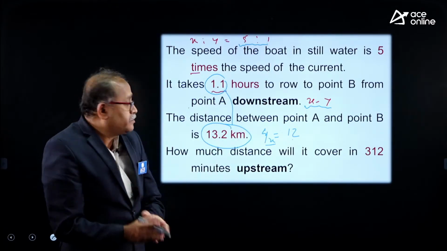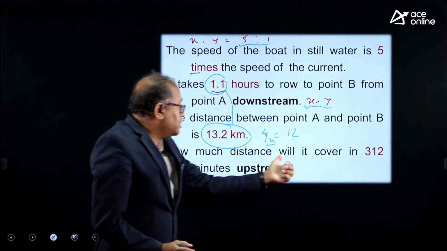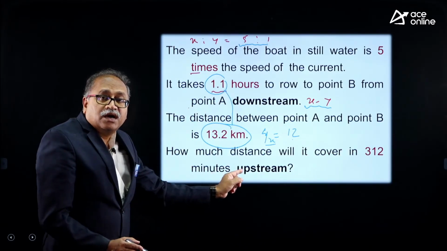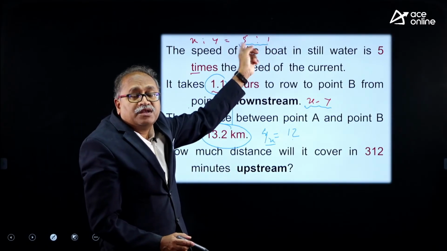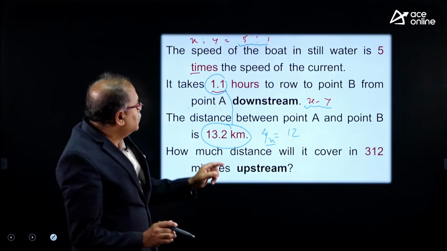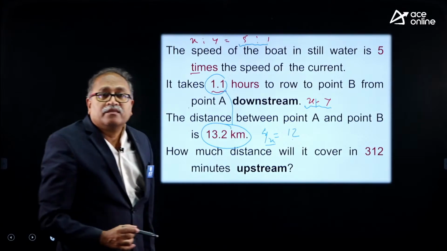Once you get the x, you can find out the speed of the boat and speed of the current. Next, how much distance will it cover in 312 minutes upstream? Once I get this value, I will be getting the upstream, that is 4x, 4x value we already got. Achha, I think this is downstream. So, this is x plus y.